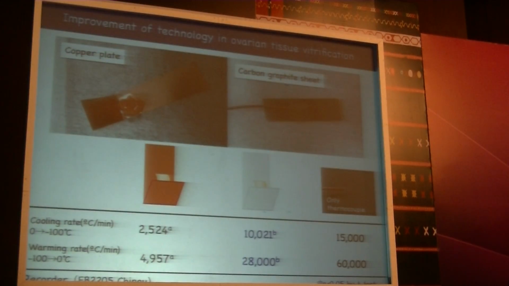Carbon graphite sheet permits high cooling and warming rates compared with copper sheet because of its high thermal conductivity. Other researchers in Japan have already developed and marketed devices for vitrification using copper as material. We attempted to prepare a new device using carbon graphite sheets, which have excellent heat resistance and low temperature resistance, as well as 4 times the thermal conductivity of copper. Investigation of cooling and warming rates shows that carbon graphite sheets have significantly more rapid cooling and warming rates than copper.